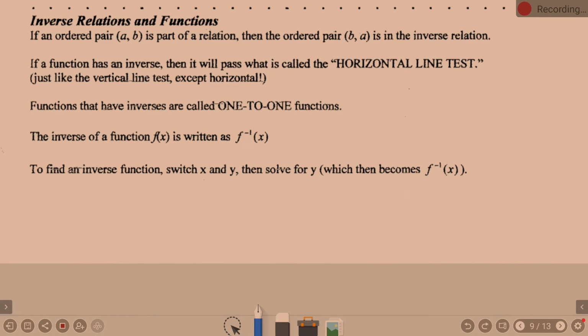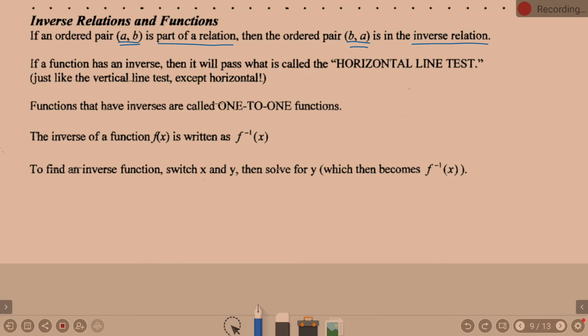Inverse relations and functions. Again, something else we've talked about in the algebras. I say algebras because Algebra 1 and Algebra 2 we would have talked about this. But inverses. If an ordered pair, AB, is part of a relation, then what do we know about the inverse? Well, inverse is where you take your inputs and your outputs and you flip them. Okay, you switch them. So my x values and my y values switch. So if AB is part of a relation, then the ordered pair BA is in the inverse. Okay, so just knowing that you flip them.